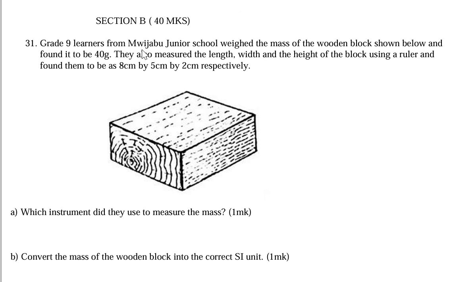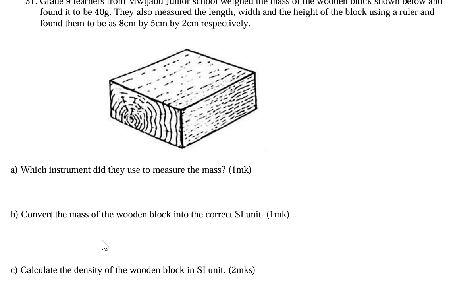Renowned learners from Ujabu Junior School weighed the mass of the wooden block shown below and found it to be 40 grams. They also measured the length, width, and the height of the block using a ruler and found them to be 8 centimeters by 5 centimeters by 2 centimeters, respectively. Part A, you can see here we have the block. Which instrument did they use to measure the mass? So to measure the mass, we can use the beam balance.